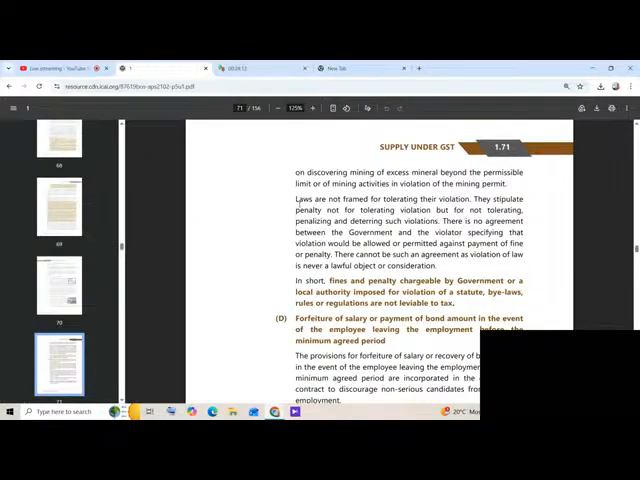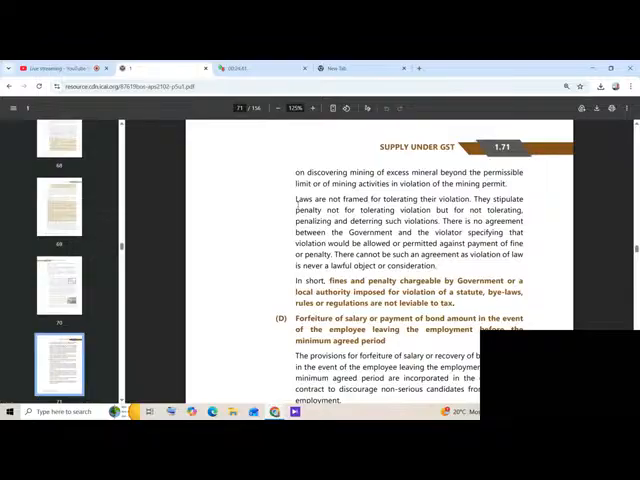There is no agreement between the government and the violator specifying that violation would be allowed or permitted against payments of fine or penalty. There cannot be such an agreement as violation of law is never a lawful object or consideration. In short, fines and penalty chargeable by government or a local authority imposed for violation of a statute, bylaws, rules, or regulations are not leviable to tax.